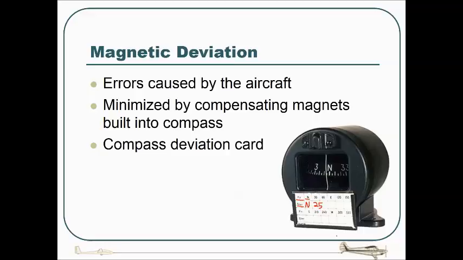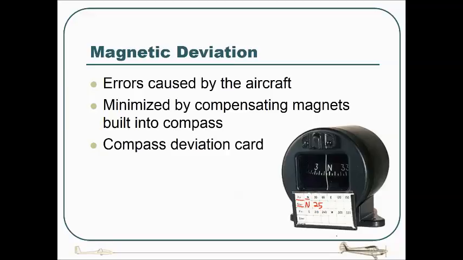Now, some of the fancier compasses do have little magnets that you can put around them to help compensate for that, so that what they actually read is more accurate to what is actually showing on the compass itself. If you have a compass installed in your airplane, you have to have a compass card.